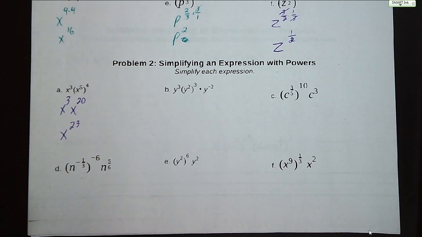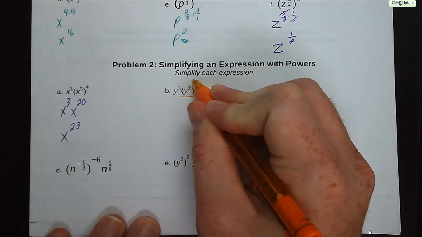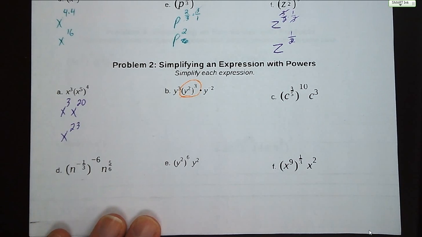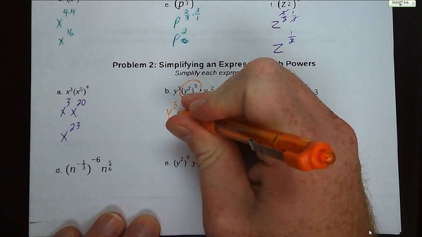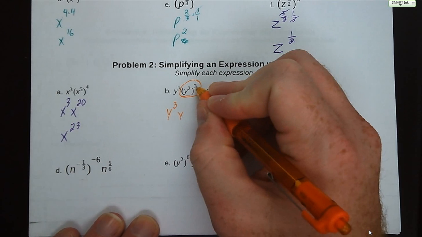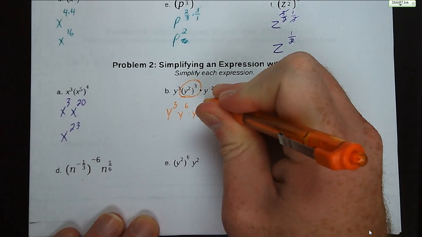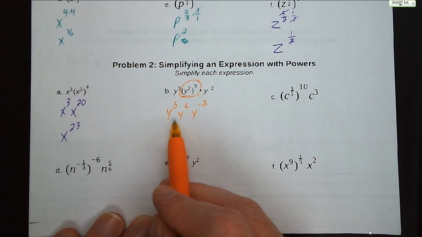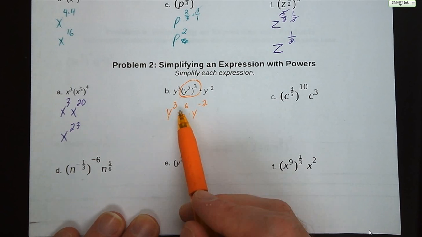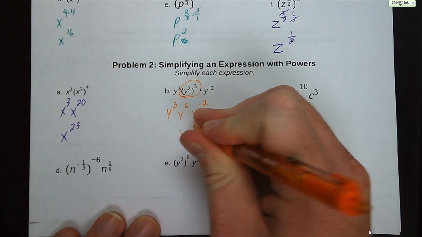Okay. Letter B, we need to deal with this section here first. We're going to apply the power to a power rule. So we have y to the third times y to the 2 times 3 is 6 times y to the negative second. So now we can add these exponents up because we all have the exact same base. 6 plus 3 is 9, minus 2 is 7. So y to the 7th power.